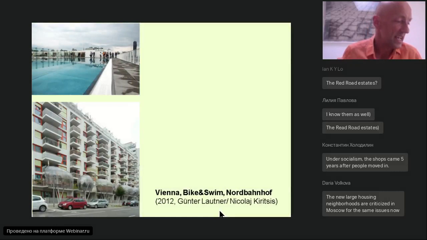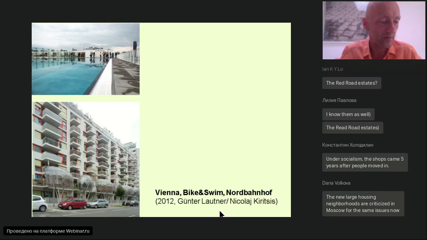The ensemble, for example, that you see here that is part of this development called Bike and Swim features about 500 bike spaces and only 104 spaces for cars. We're talking about approximately 230 dwelling units. The saved money was used for a spa area, which you can see there, which includes a sauna, a fitness room, a sun deck, and a spectacular pool on the roof that you see in the upper left corner. And now, hold your breath.